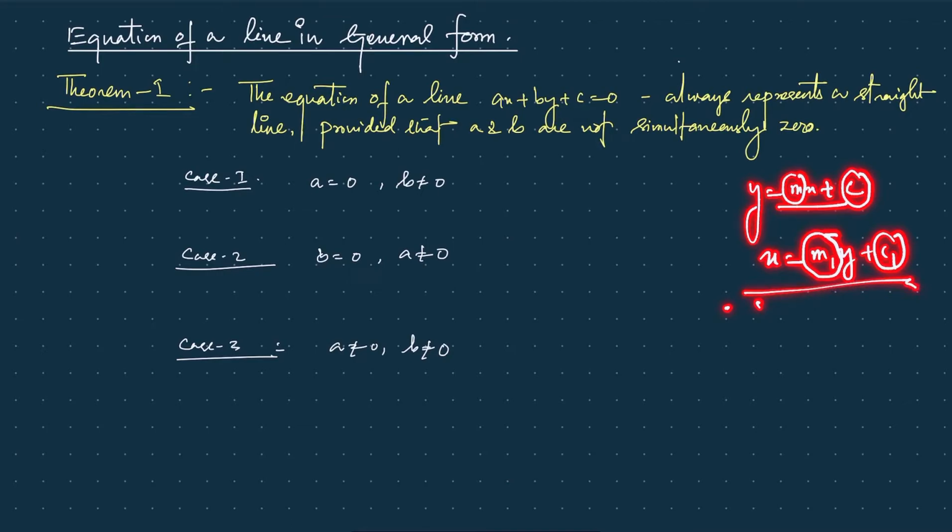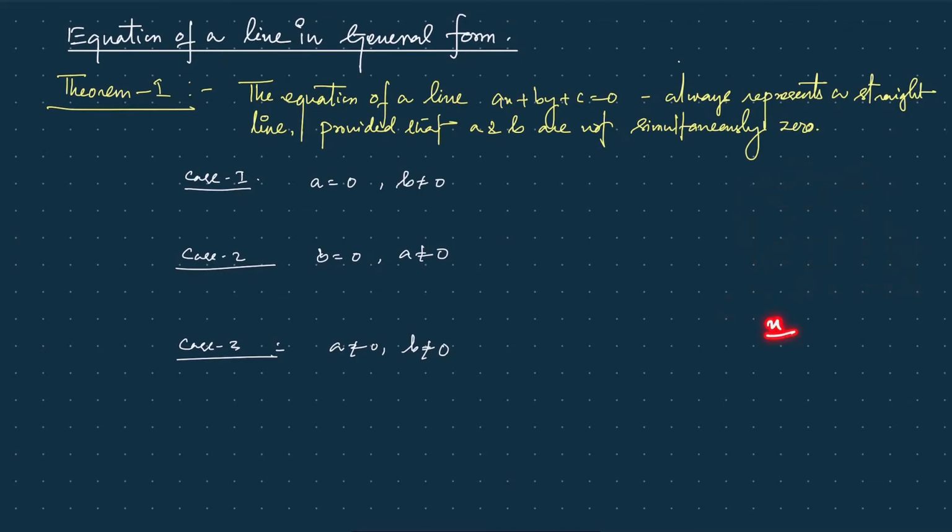Now, x divided by a plus y divided by b is equal to 1. If the x-intercept and y-intercept are given, where this is the x-intercept and this is the y-intercept, then the equation of the straight line is like this.